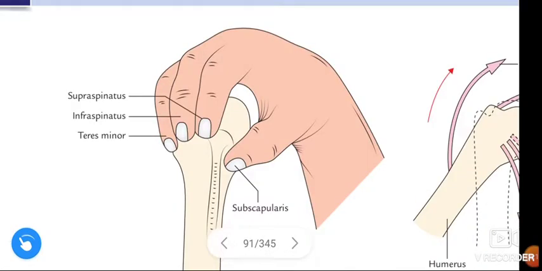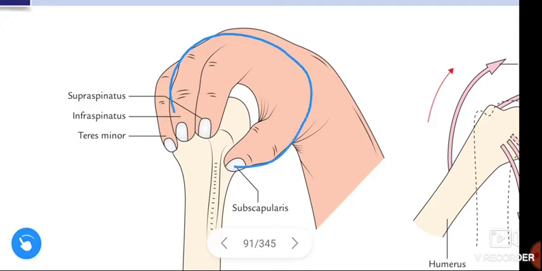See this figure, this is the primary function of the rotator cuff muscles. The primary function of supraspinatus, infraspinatus, teres minor and subscapularis is to hold or grasp. Are you able to see here? The main function of these muscles is to grasp the large head of the humerus.